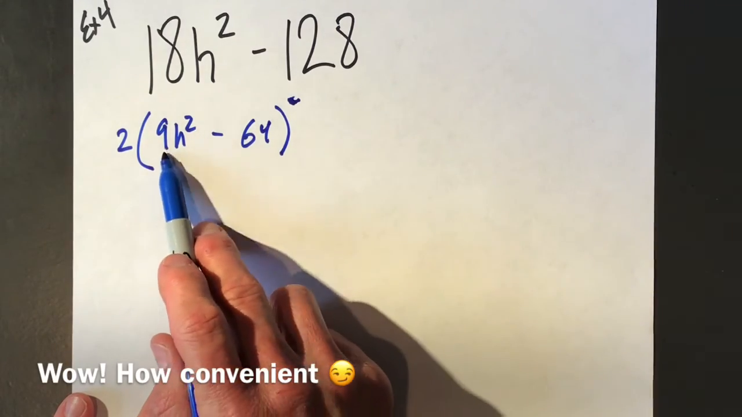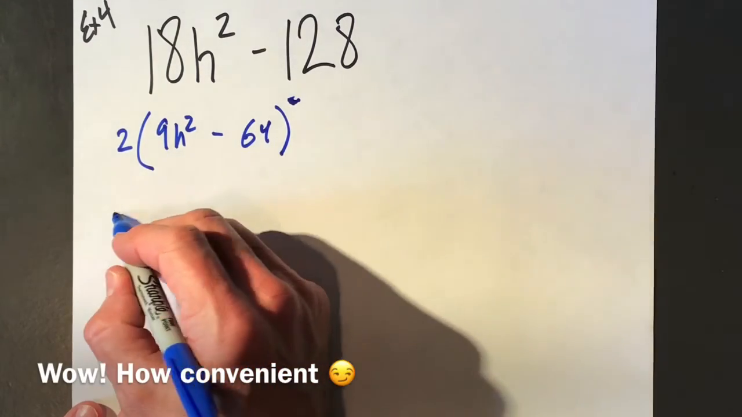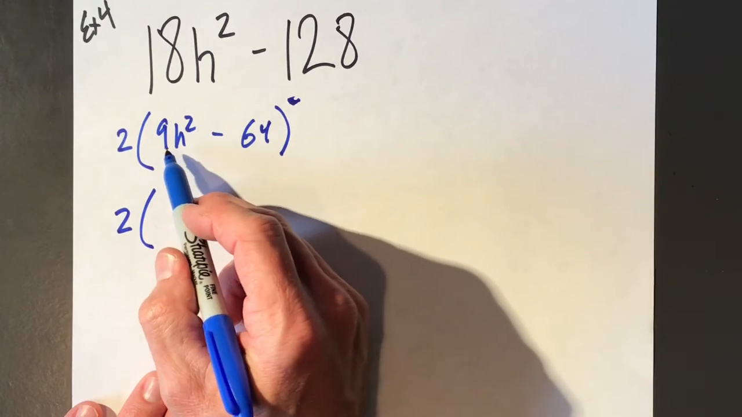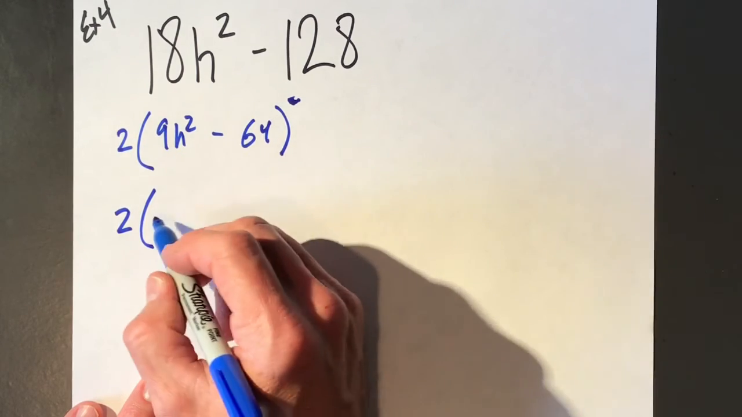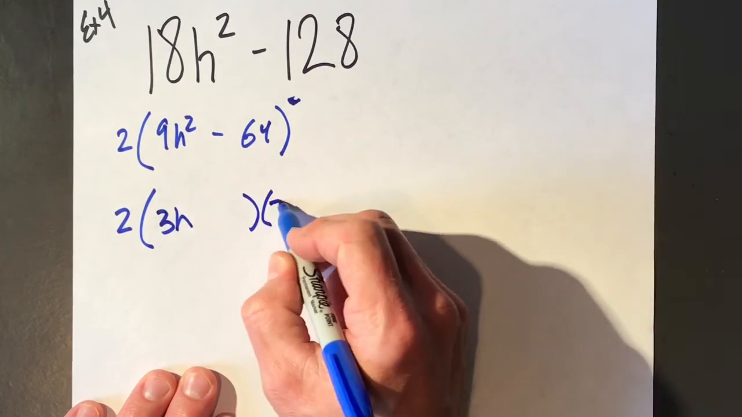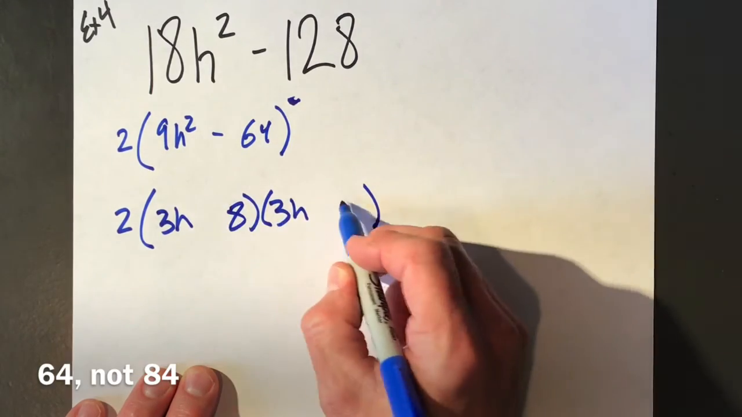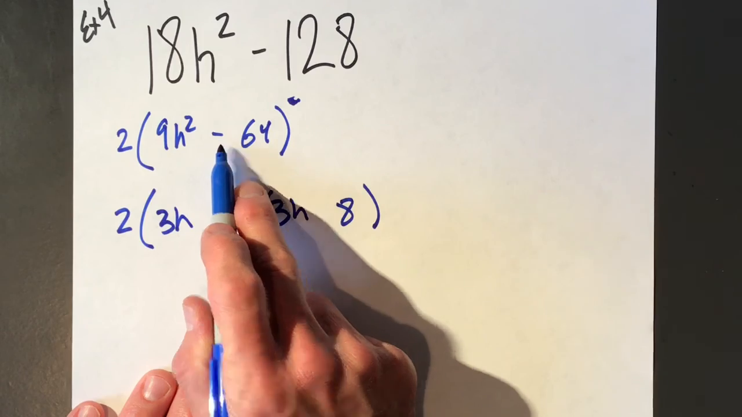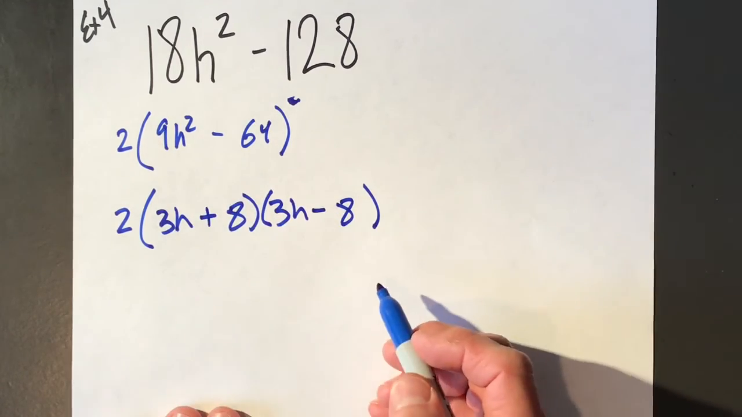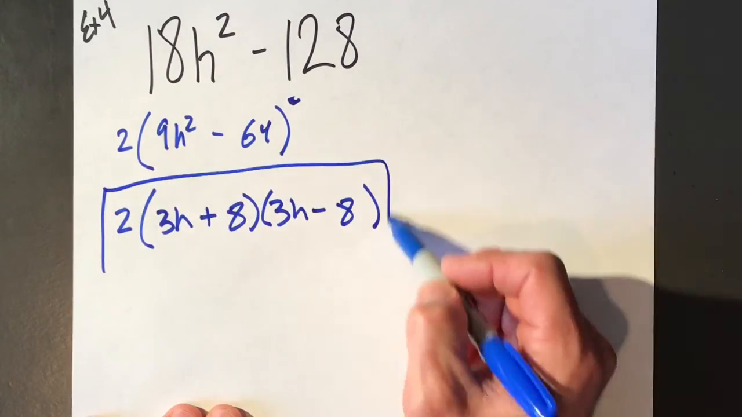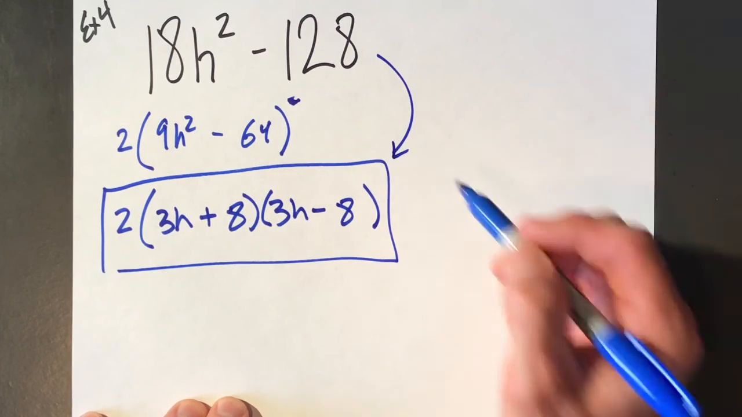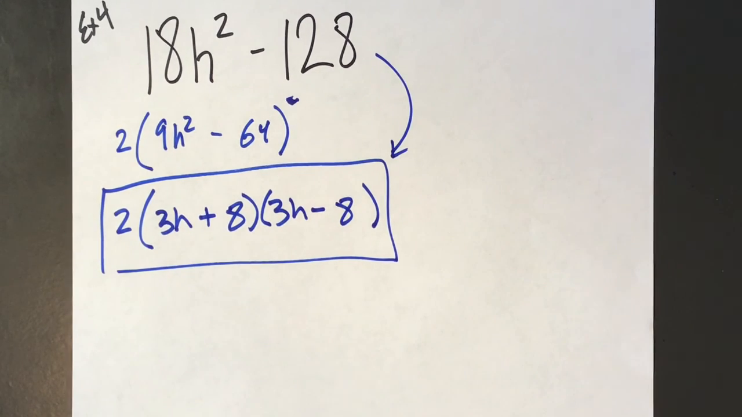Oh, look at this. So 9 and 64 are both perfect squares. So watch this. I'm going to imagine what times what equals 9h squared, and that's 3h and 3h. And what times what equals 64? 8 times 8. And they have to be opposite signs. So one's plus and one's minus, and we're done. So this is, in fact, a much faster way. So while I don't really love the trinomial piece, I really do like the difference of two squares.